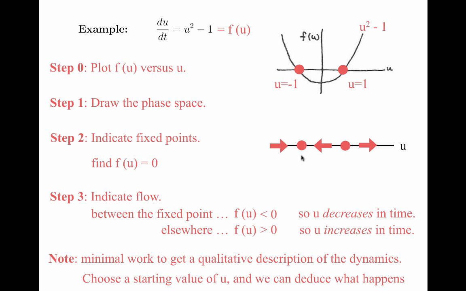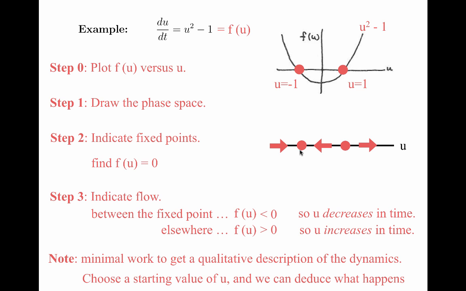So the power of this approach is it takes minimal work to get a qualitative description of the dynamics. And to illustrate this, let's consider choosing a starting value of u and deducing what happens. So for example, what if we choose a value of u between the two fixed points? Looking at our arrows in the system, if I start at the cursor here, what happens to u? Well, it decreases until it gets to this fixed point. And notice at this fixed point, u is no longer changing in time. So if we start anywhere between these two fixed points, u decreases until it hits one of the fixed points.